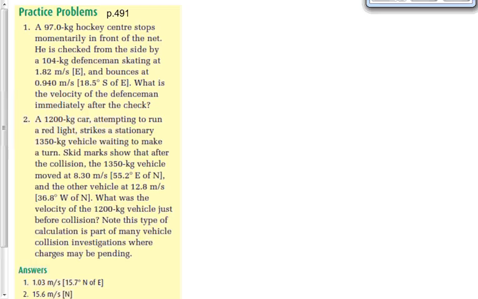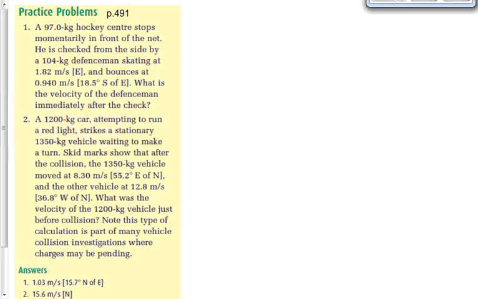I don't know about you guys. When I read questions like this, sometimes the wording of it messes me up. Like, he's checked from behind and bounces at 0.940. Who bounced at 0.940? Is it the hockey center or is it the defenseman that bounced at 0.940?